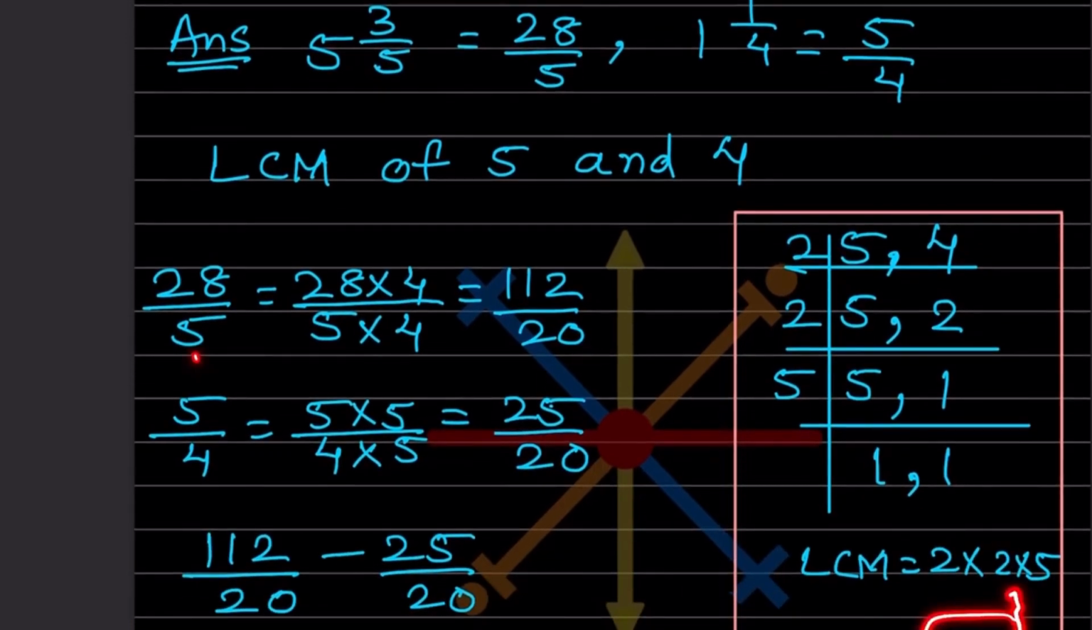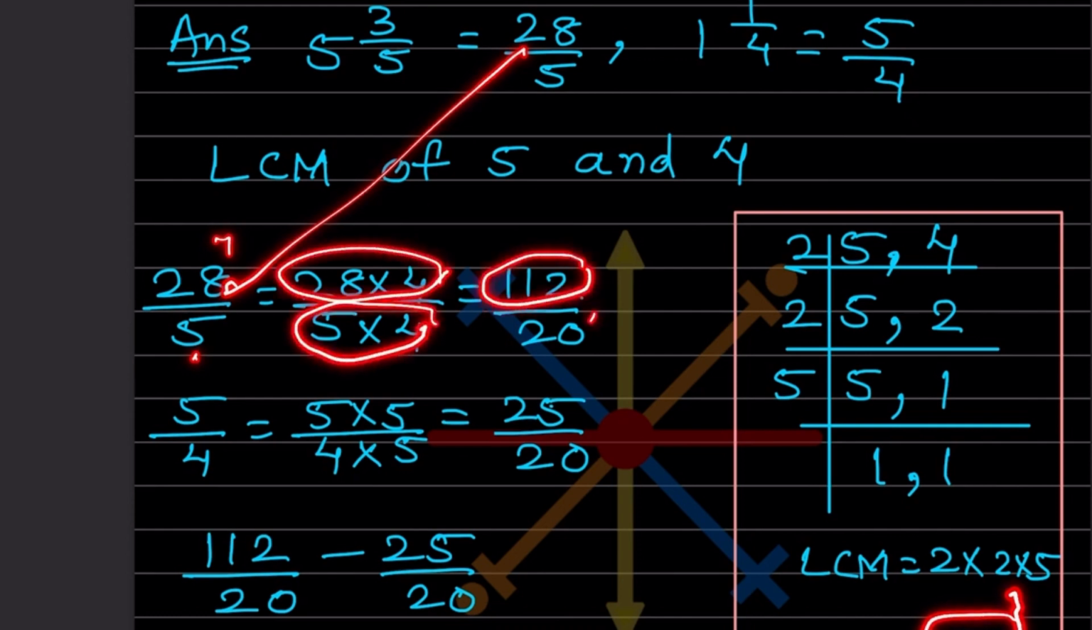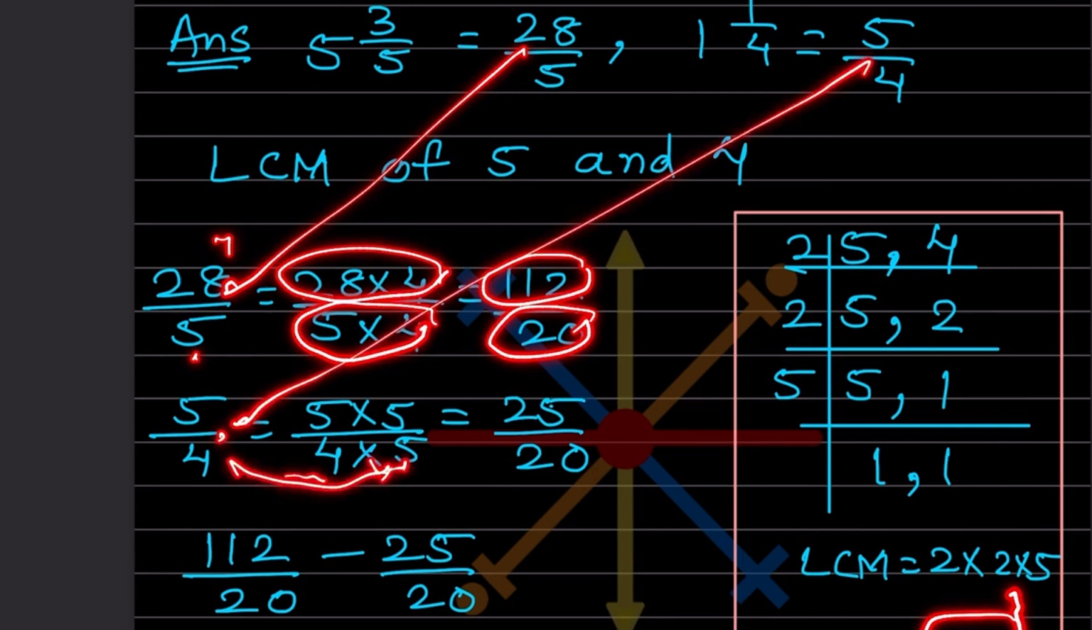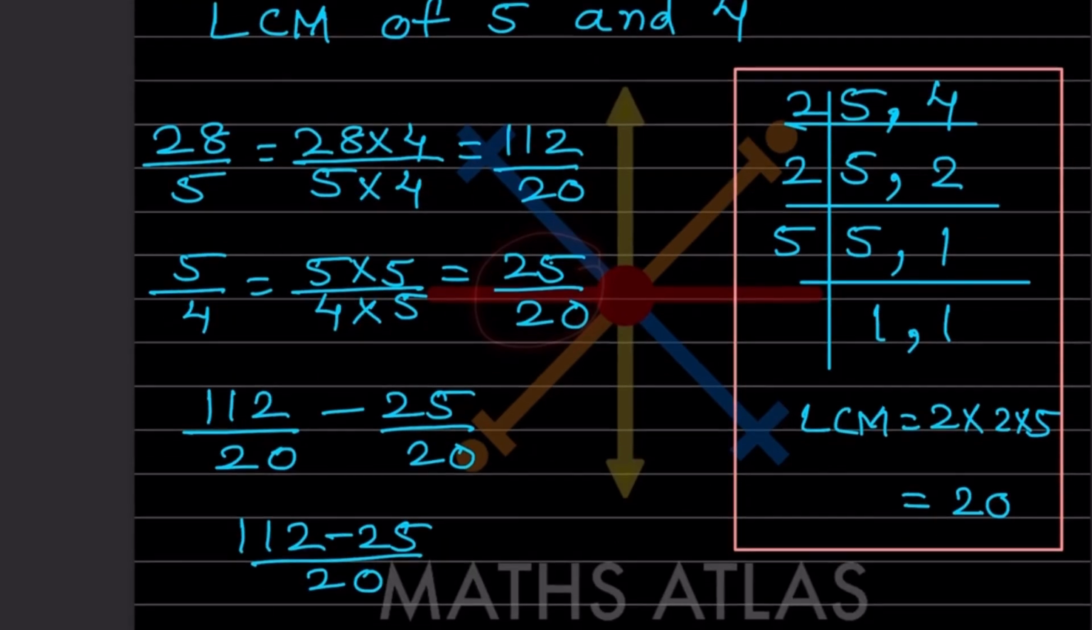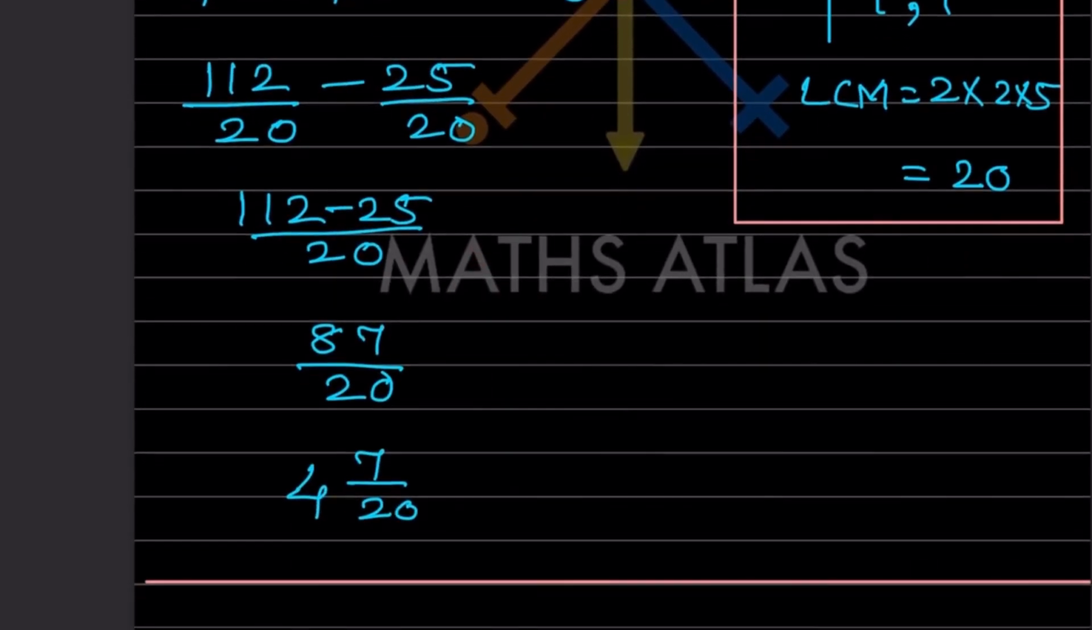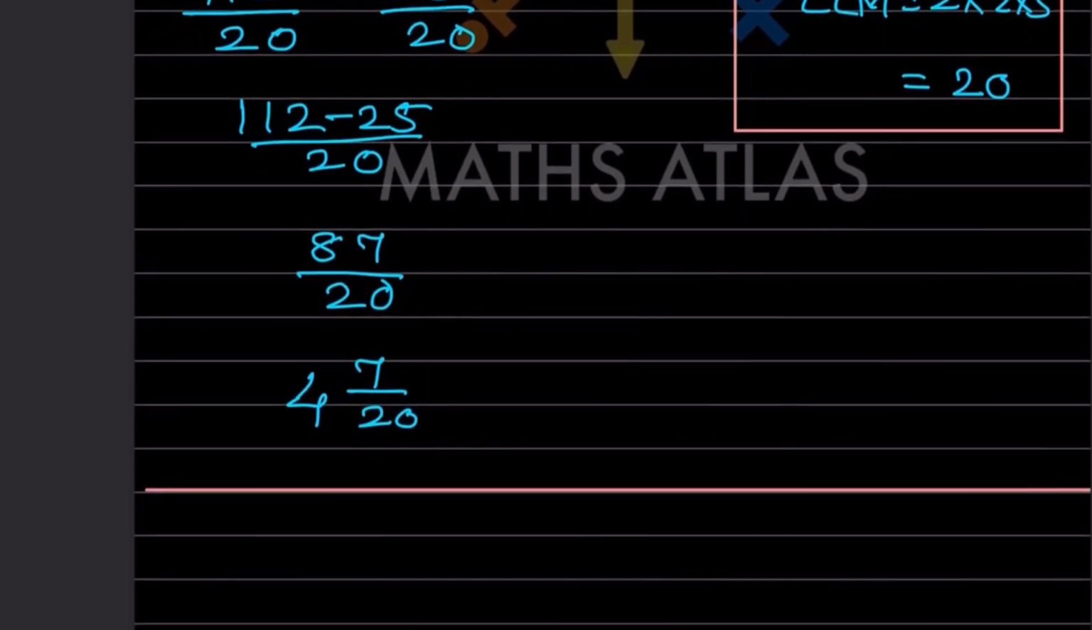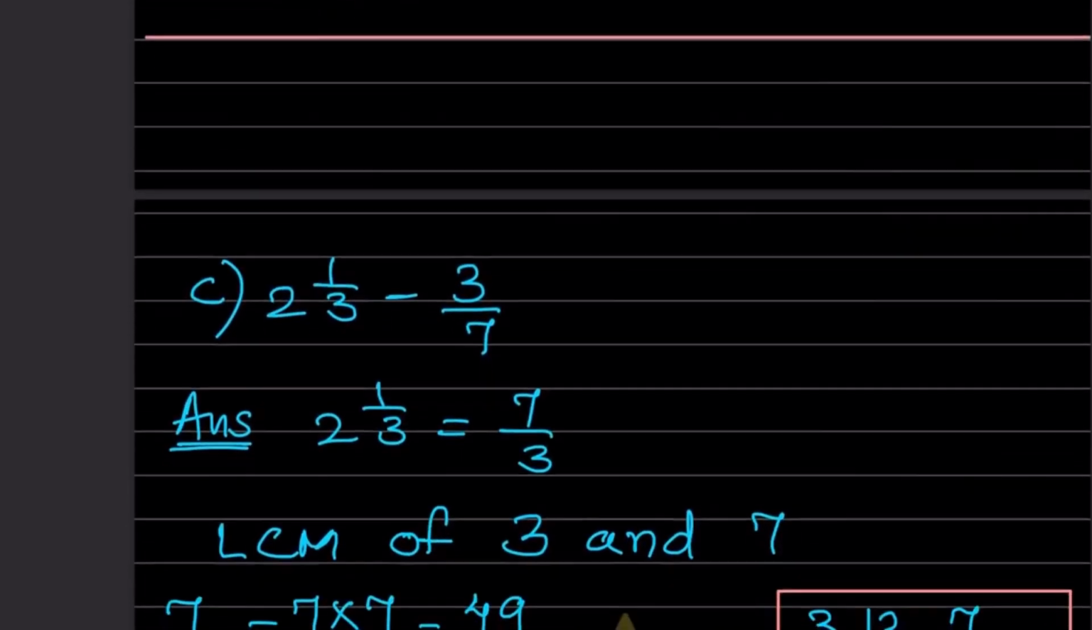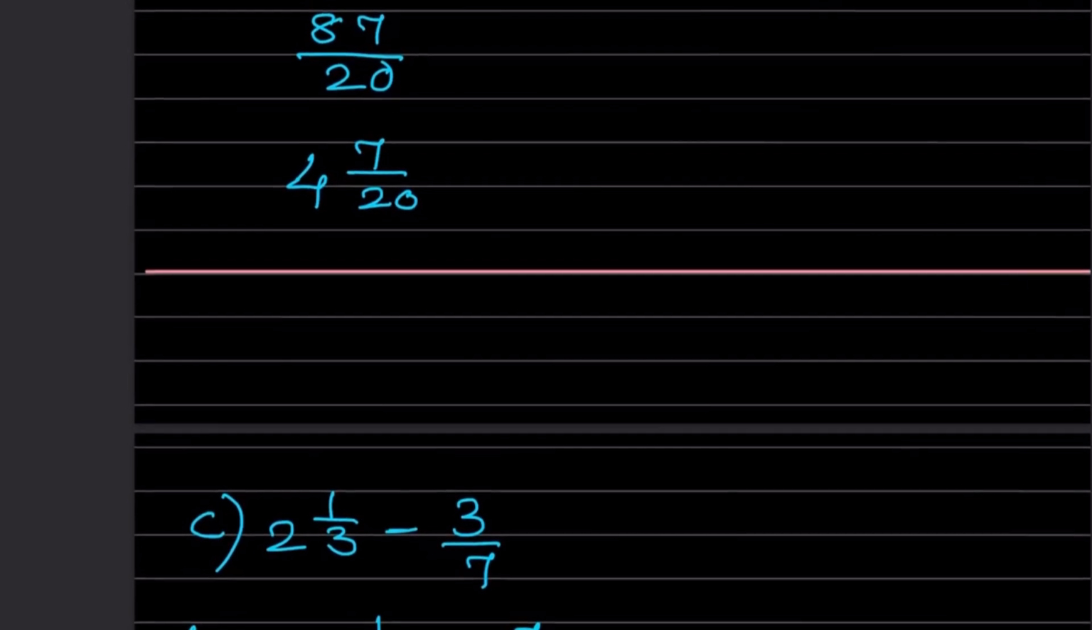LCM is 20. So you get here 28 by 5, which means it is going to be 5 multiplied by 4. 28 multiplied by that is 112 by 20. 5 by 4, that you have to make it 20. 4 5s are 20. And this is 5 multiplied by 5, that is 25 by 20. And you have to subtract it. And you get 4 integers 7 by 20 because this is an improper fraction. This is an improper fraction, you have to make it into a mixed fraction.